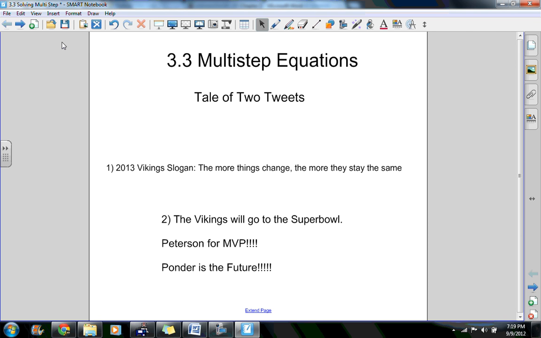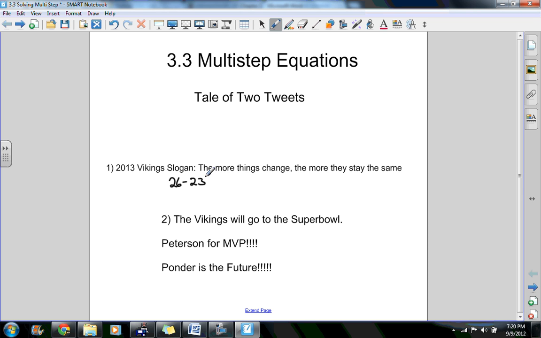At about 3:05, the Vikings fell behind 26-23 on a late touchdown with about 20 seconds left, and I tweeted the 2013 Viking slogan, "The more things change, the more they stay the same," implying that the game was over.